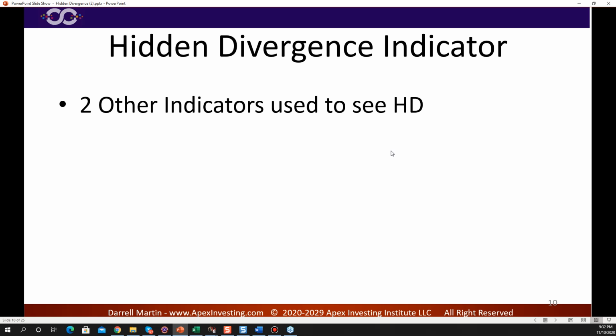So, does everybody get that basic concept of hidden divergence? Trending market, we want to measure the pullback against a trend. Okay?